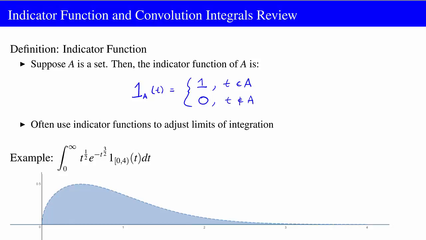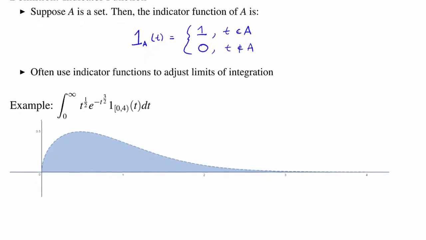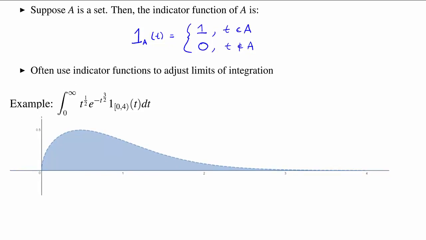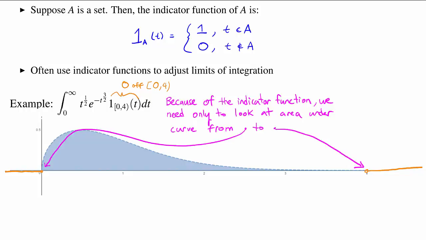These indicator functions are very useful to adjust limits of integration. Let's take an example. Suppose we wanted to integrate from 0 to infinity of t^(1/2) e^(-t^(3/2)), multiplied by the indicator function from 0 up to 4, not including 4, of t. Well, that indicator function is basically 0 off of 0 to 4. And so what we're really doing is we're only looking at the area under t^(1/2) e^(-t^(3/2)) between 0 and 4, because the area under the remainder of the function is the area under 0, which is 0.